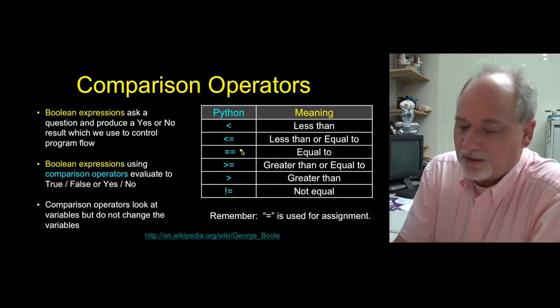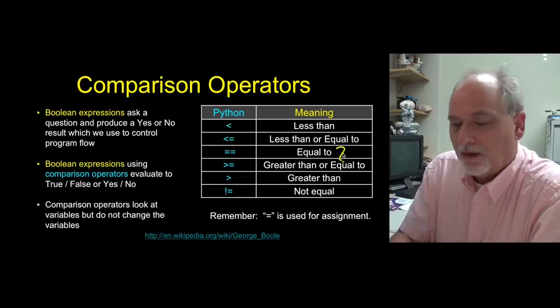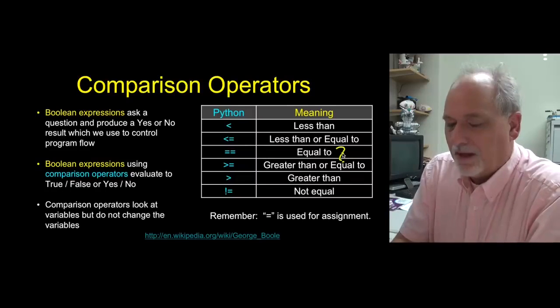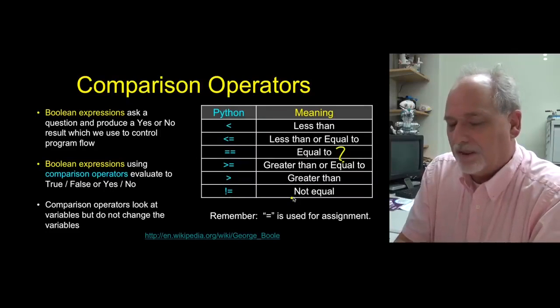So this is the question. Double equals is asking the question is equal to. Greater than or equal, greater than, and not equal. The exclamation point is sort of like not, so that's how we do not equal.